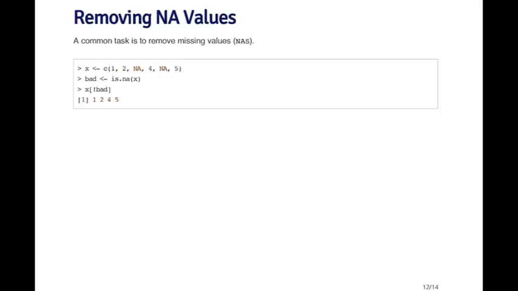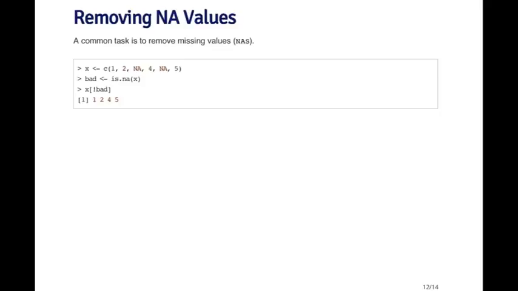This is a very simple example, which has the numbers 1, 2, and 4, and 5, but then there are missing elements NA in the 3rd position and in the 5th position. So what I want to do is get a vector back that's just 1, 2, 4, 5, the non-missing values, and I want to strip out the missing values so I can maybe do some computation.